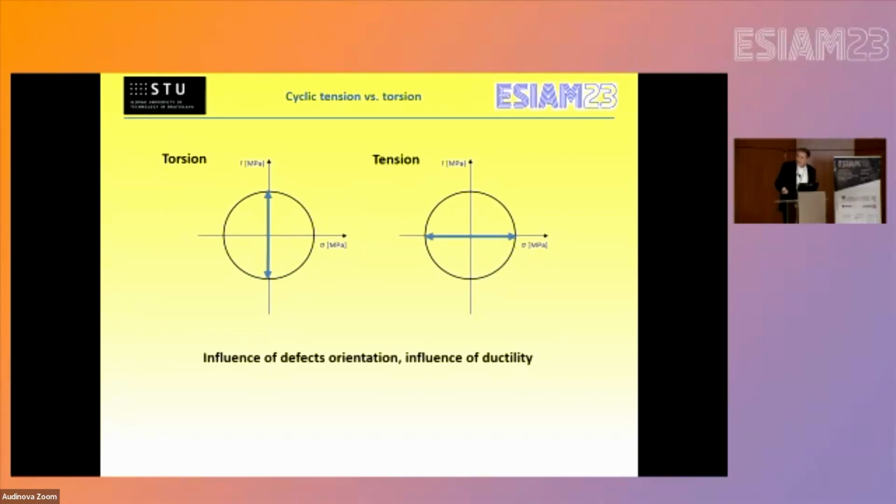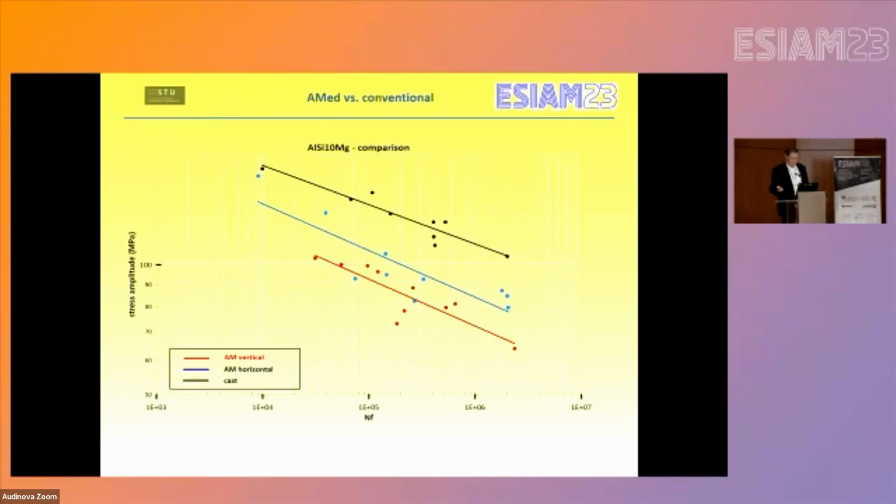And the second thing is also ductility. If the material is ductile, these differences will be smaller. If it's low ductile, they will be larger. Okay, comparison between additive manufacturing and conventional technology.